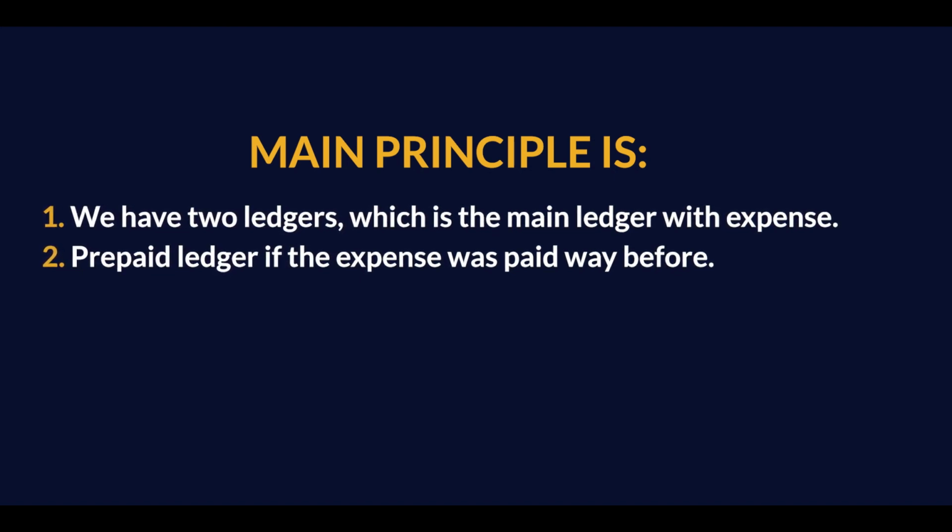Then the other ledger would be a prepaid ledger if the expense was paid way before. And then once we have an invoice that reflects the amount paid, we would remove the figure from the prepaid ledger, and then we will put that figure back into the main expense ledger. And therefore, once we take it to the trial balance now, the real charge for the period would now be considered. I hope you like this, and this demonstrates the idea of prepaid.